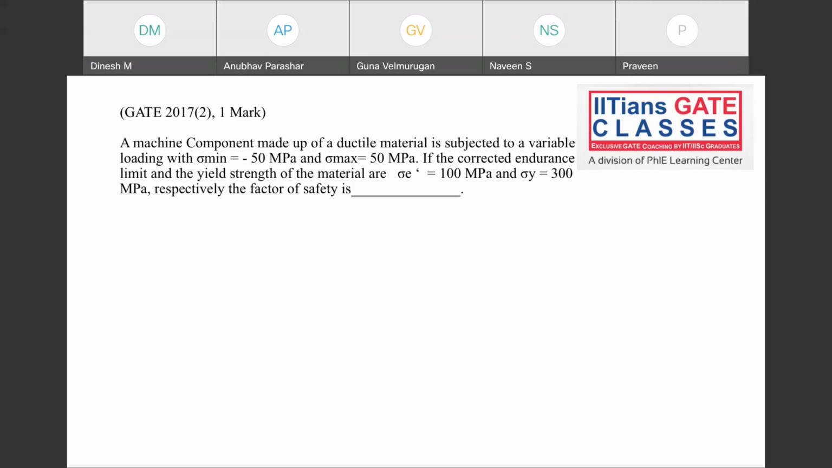A machine component made up of ductile material is subjected to a variable loading. Sigma mean is given, sigma max is given. If the corrected endurance limit and the yield strength of the material are given, then the factor of safety is?